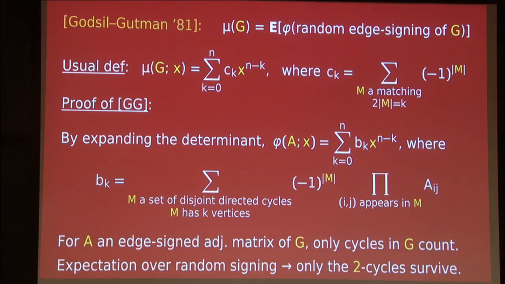But aha, it doesn't drop out if the cycle has length 2. Because if you have a length 2 cycle, it gets the same sign in a random edge signing. And so it comes together and makes 1, so it does not drop out. And that's why just the 2-cycles survive, and then you get this. Maybe that went a little fast, but that's how you prove this Godsil–Gutman theorem. And I need to say that, because we're going to do a little generalization of it. So that's the matching polynomial and why it's equal to the expected characteristic polynomial of a random edge signing of a graph.